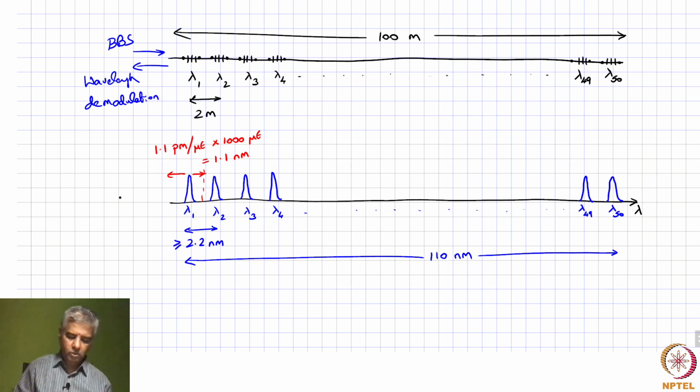So far we have assumed that the wavelength demodulation is available to us, but what we want to understand is what are the common ways of actually doing the wavelength demodulation. How do you do this entire interrogation of these Bragg grating sensors? Okay, and that is what we will look at in the next lecture.